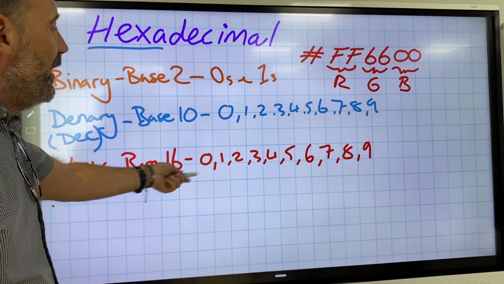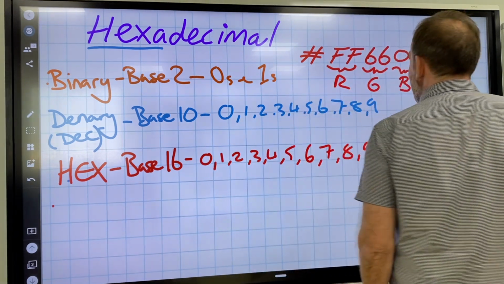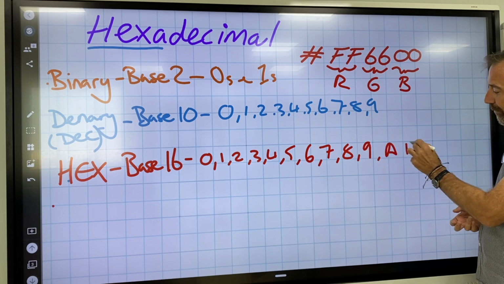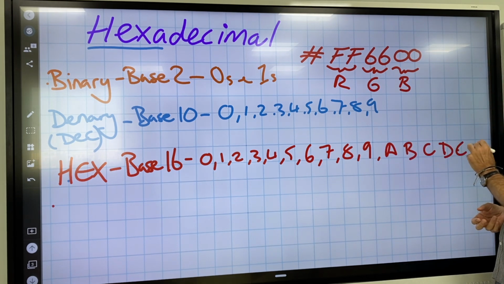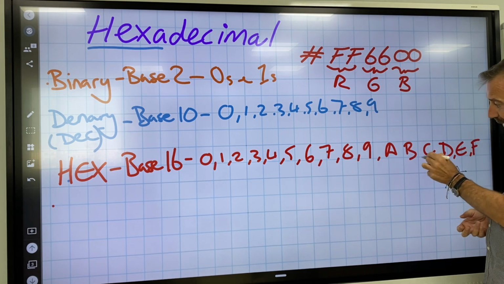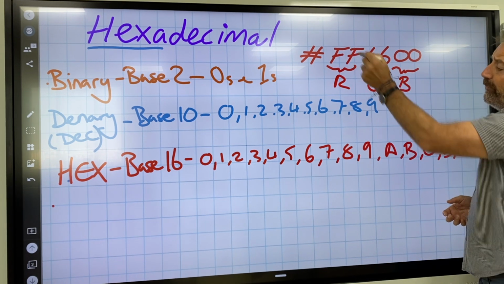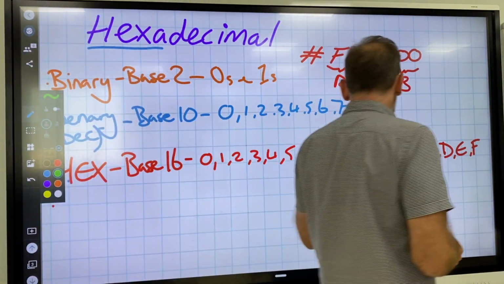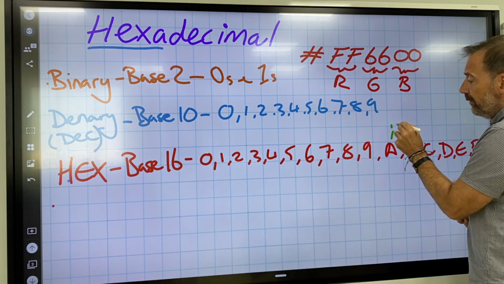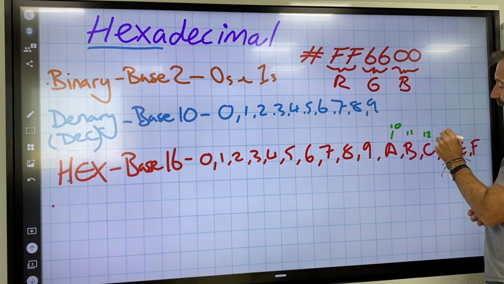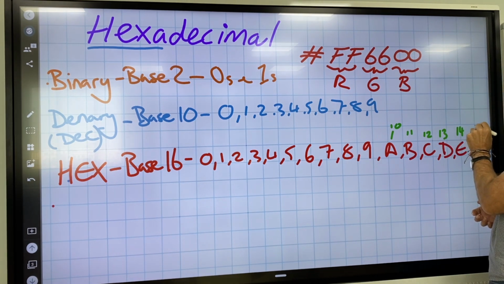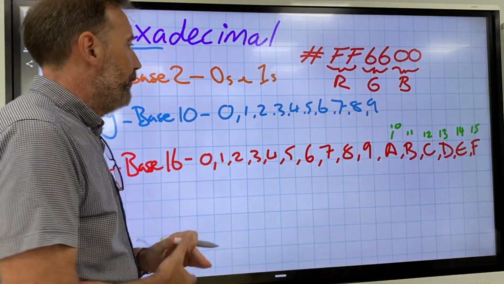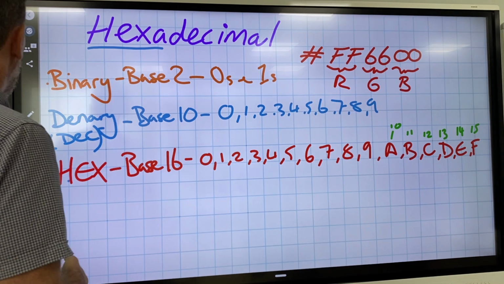Maybe that. Base 16, same as that, but there are 16 characters. Okay, we've got 10. So now we're going to go A, B, C, D, E, F. So that's why it's 16. That's why I've got an F there. A through F represents 10, 11, 12, 13, 14, 15. Okay? 15 being the biggest number.